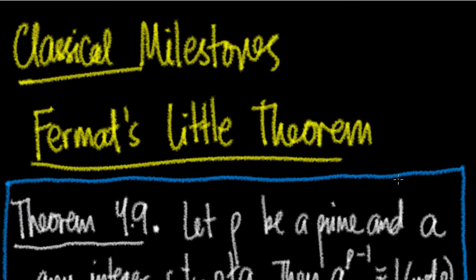We're now on our next video in number theory, and here we're going to continue with our discussions in the classical milestones in number theory. We're done with Wilson's theorem. We're now going to venture into Fermat's little theorem.